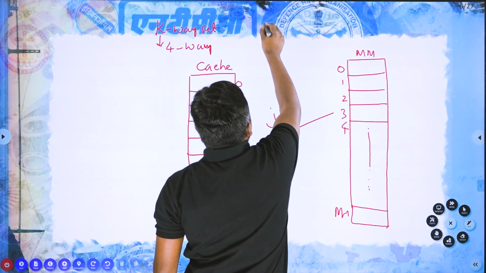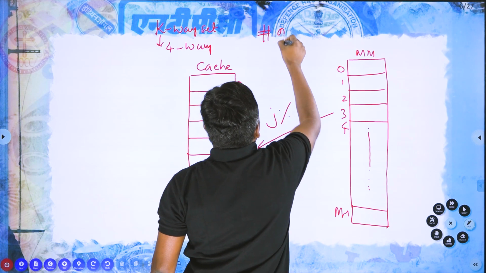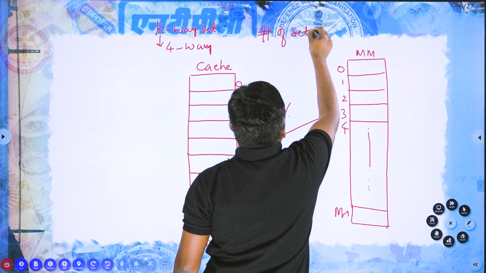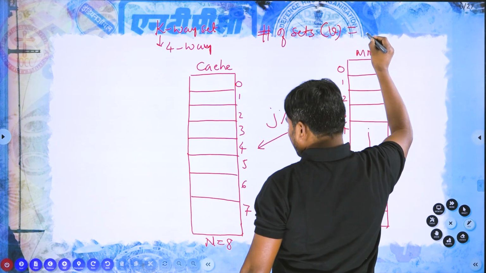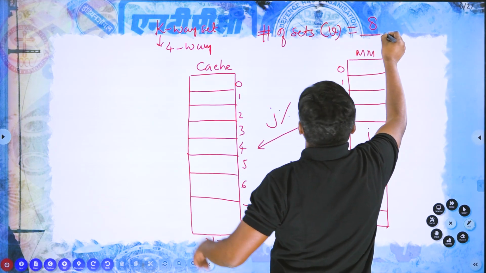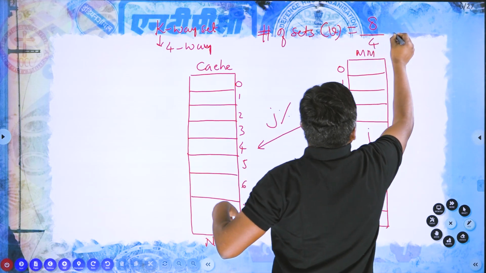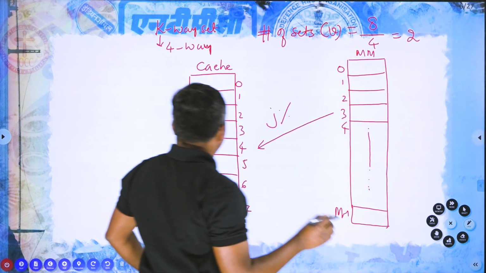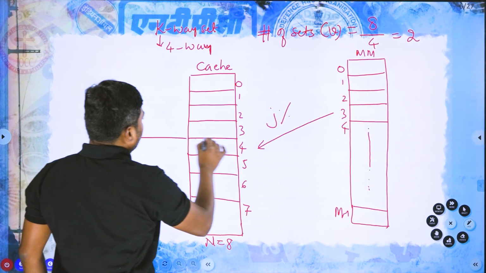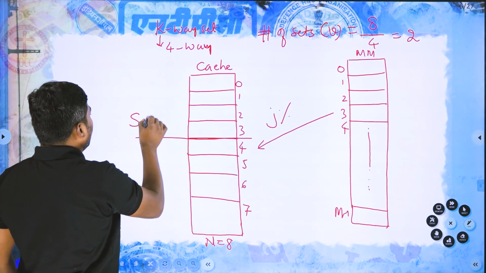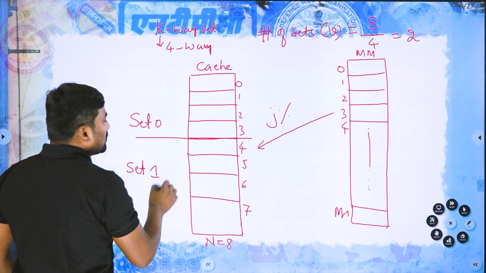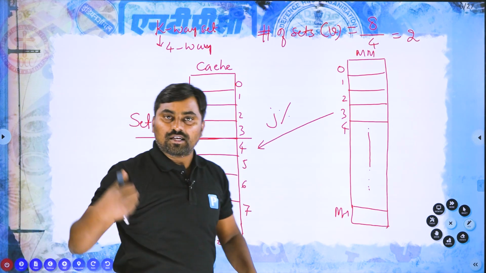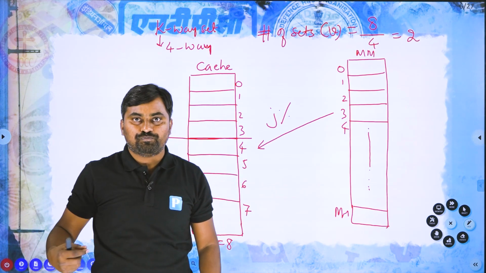So how to get the number of sets? Let V equal the total cache blocks. How many are there? 8. What is the way of set association? 4. So how many sets will I get? 2 sets. Let me divide like this: set number 0 and set number 1. Without drawing all this, you can easily answer the question.